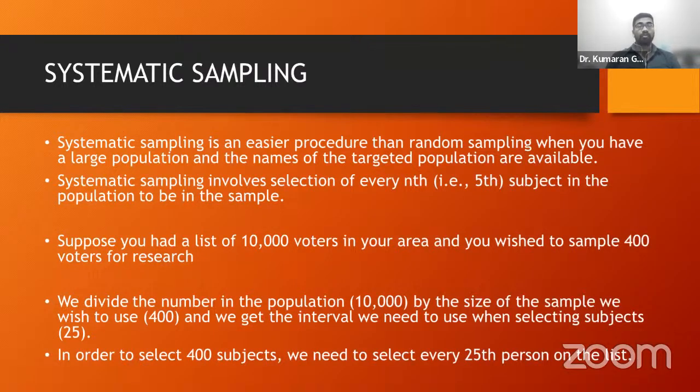Okay, so for example, suppose you have a list of 10,000 voters in your area, and you wish to sample 400 voters for your research. So we divide the number of the population, the 10,000, by the size of the sample we wish to use, that is 400, and we get the interval we need to use when selecting subjects, that is 25. So in order to select the 400 subjects, we need to select every 25th name on the list. We will have the names, but we have to choose in that way. So this is another type of systematic sampling also.